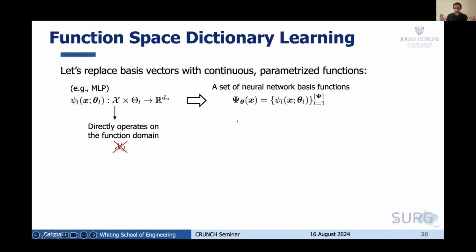And what we are interested in doing is function space dictionary learning. Instead of learning basis vectors, we want to learn basis functions. And the idea is simple. Basically, if we are interested in operating directly in the function domain, you can use a multi-layer perceptron. And if you have a bunch of these, now you have a set of basis functions that builds your dictionary.